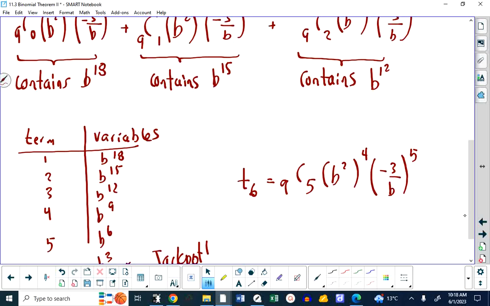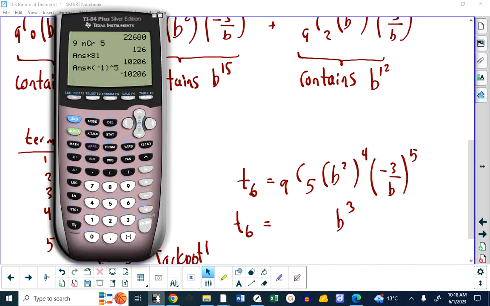So you're going to have to take 9 choose 5 times negative 3 to the 5 to get a coefficient. And if you have faith in your work, and you have faith in the algebra, this will be b cubed, but you can certainly work it out, because b squared to the 4 is b to the 8. And then we have to divide by b to the 5, so you get b cubed. Are you getting negative 30,618? Okay, that's it.